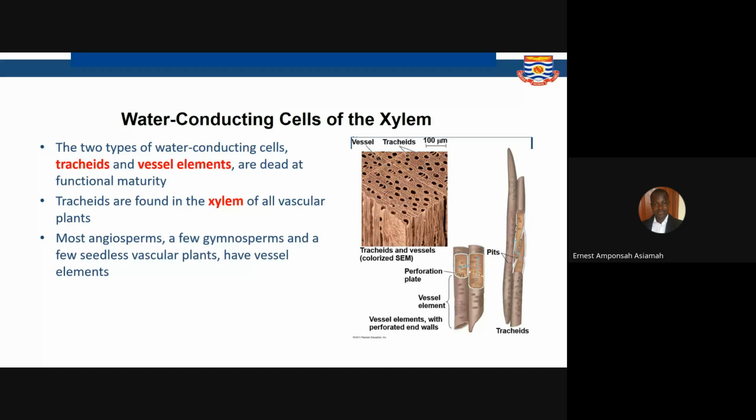Whilst tracheids are found in the xylem of all vascular plants, the same cannot be said for the vessel elements, because the vessel elements are present in most angiosperms, some few gymnosperms, and a few seedless vascular plants. So the vessel elements are a little bit limited when it comes to their representation.